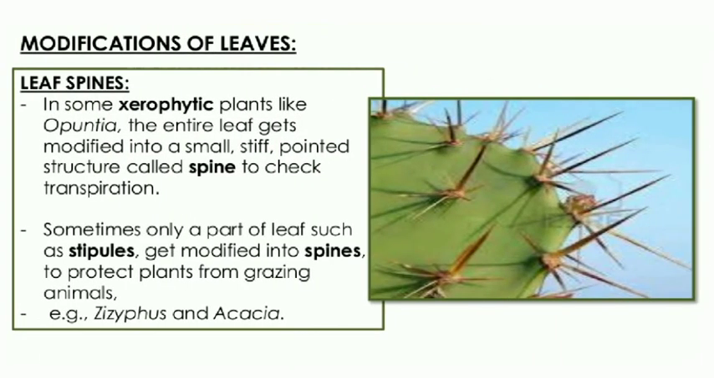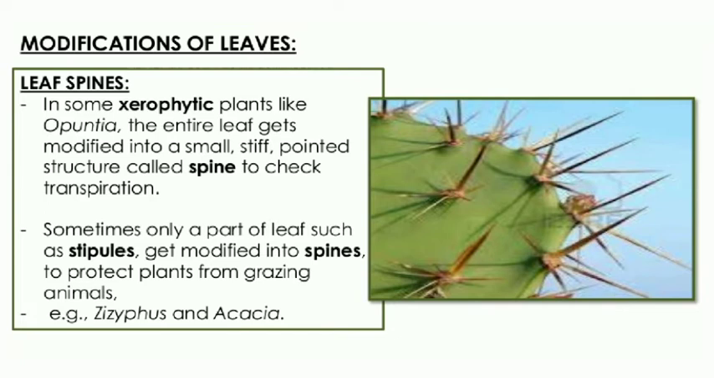Let us see some of the modifications of the leaves, some basic modifications. First modification is leaf spine. In some xerophytic plants like Opuntia, cactus, the entire leaf gets modified into a small stiff pointed structure called spine to check transpiration. When the leaf has stomata, it performs transpiration, loss of water. But when the leaves are modified into spines, the stomata will not be there. So, to reduce the water loss, the leaves are developed into spines.